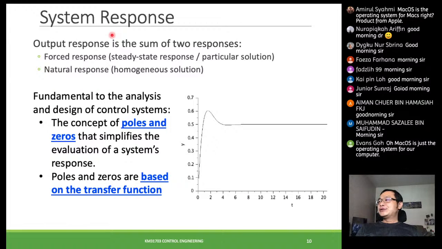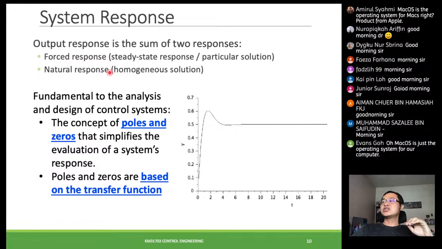Now back to today's mission. Our target is to see the time response. So for a system's response itself, you can break it into two types of response. The first one would be the forced response, which would be the steady state response, because your force may somehow be constant at one time. So that force will give you a so-called steady state response at a particular time.